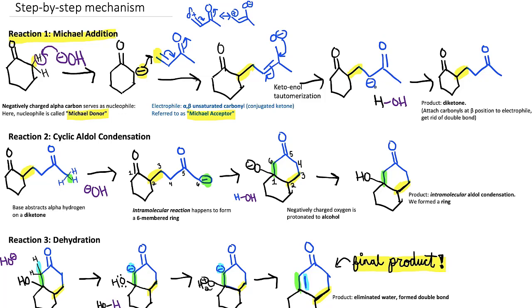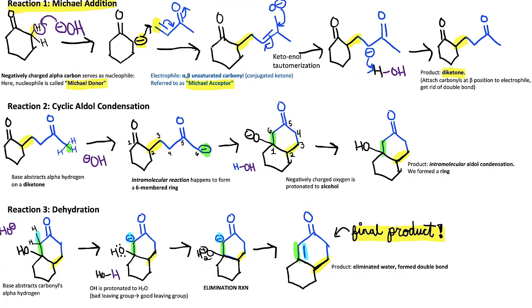So to neutralize this negative charge on oxygen, it is going to pick up a hydrogen from water that's roaming around in solution, and it's going to be neutralized. So now we see that the product of Michael addition is always a diketone, in which we've joined our Michael donor and our Michael acceptor, formed a new bond, and the double bond on the alpha-beta unsaturated carbonyl is now gone.